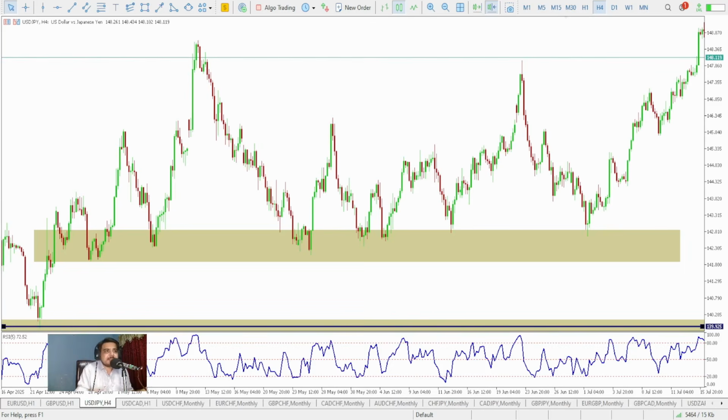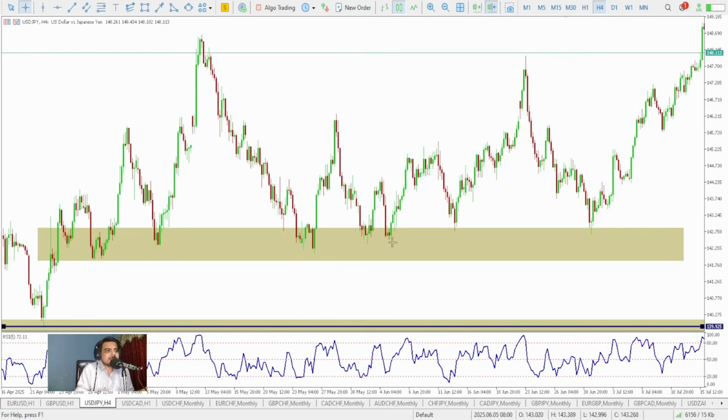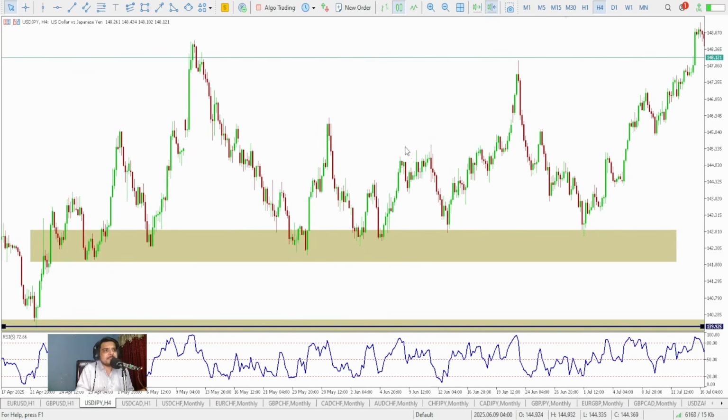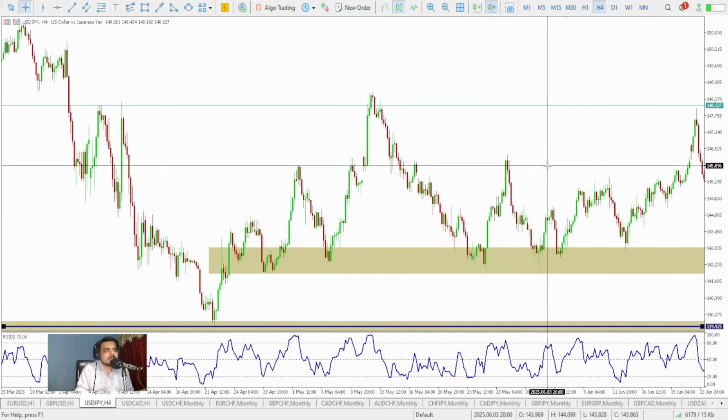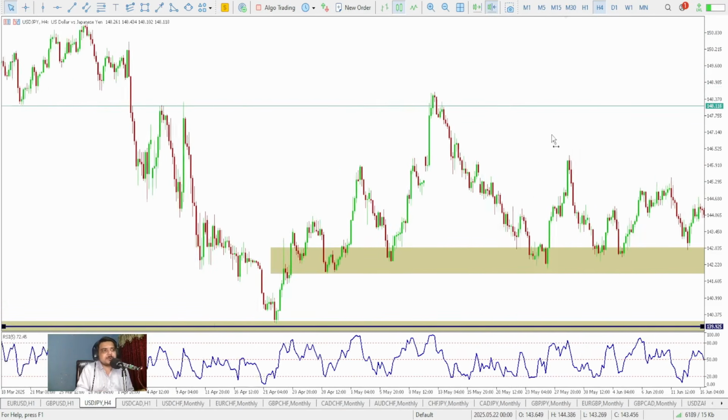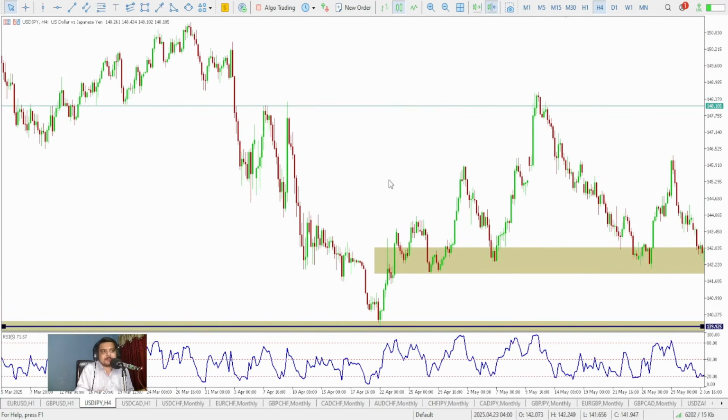For example, let's have a look right here. This was the support example. Now let me give you the resistance example. If you want to trade, obviously we have to read the previous chart. So on the previous chart, this level was already present. See, this level, this and this, it was already present.